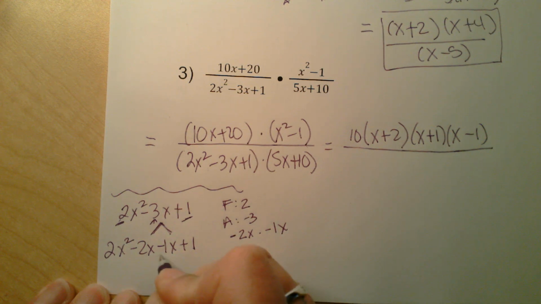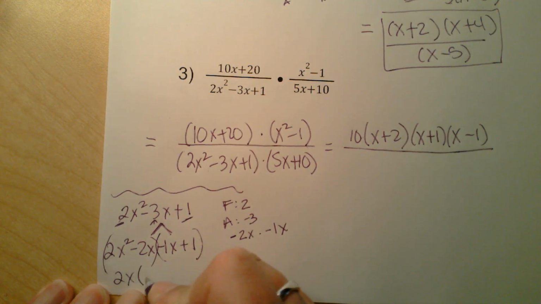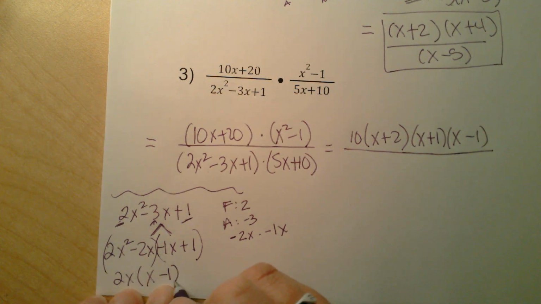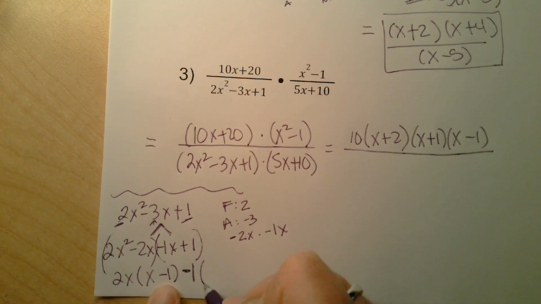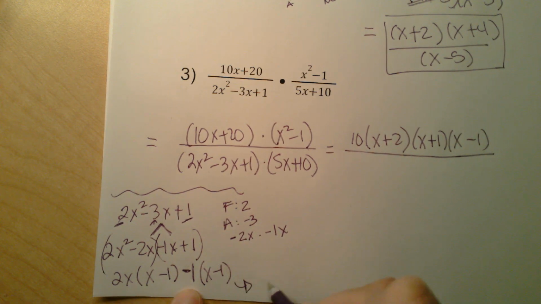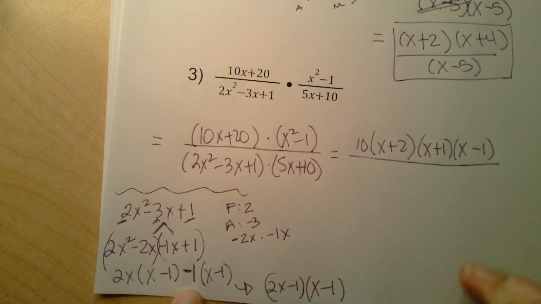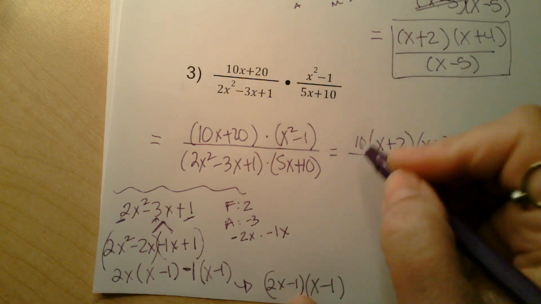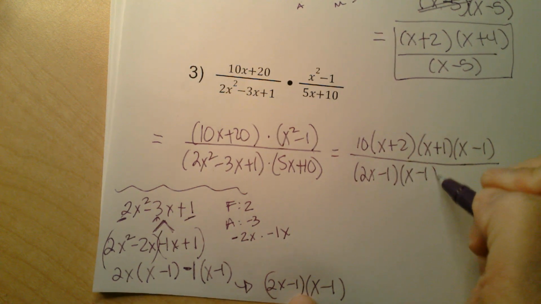And then I am going to do the grouping. From here, I'm going to take a 2x, and I have x minus 1 here. Here, I'm going to do minus 1. Don't forget your sign. And then I have x minus 1. And so to factor this, I have 2x minus 1 times x minus 1. Okay, so I'm going to bring that up here. 2x minus 1 times x minus 1.